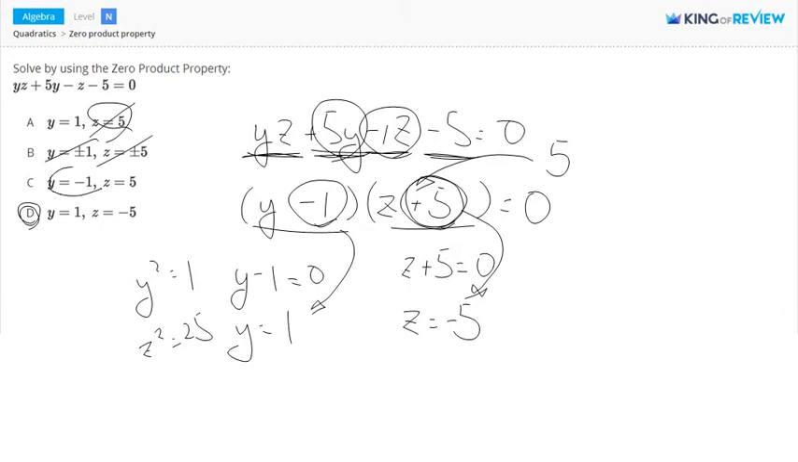What about option C? It says negative 1. Well, again, this person forgot to flip the sign. If we plug in a negative 1 to this equation right here, you're not going to get a 0. So you know that this is wrong. And that's why the answer to this question is going to be D.